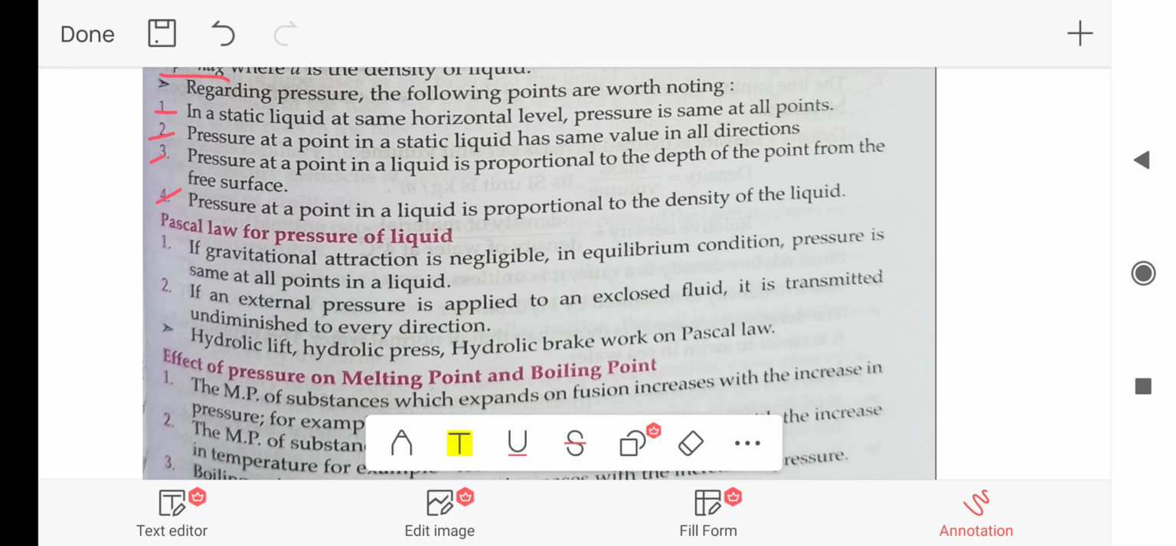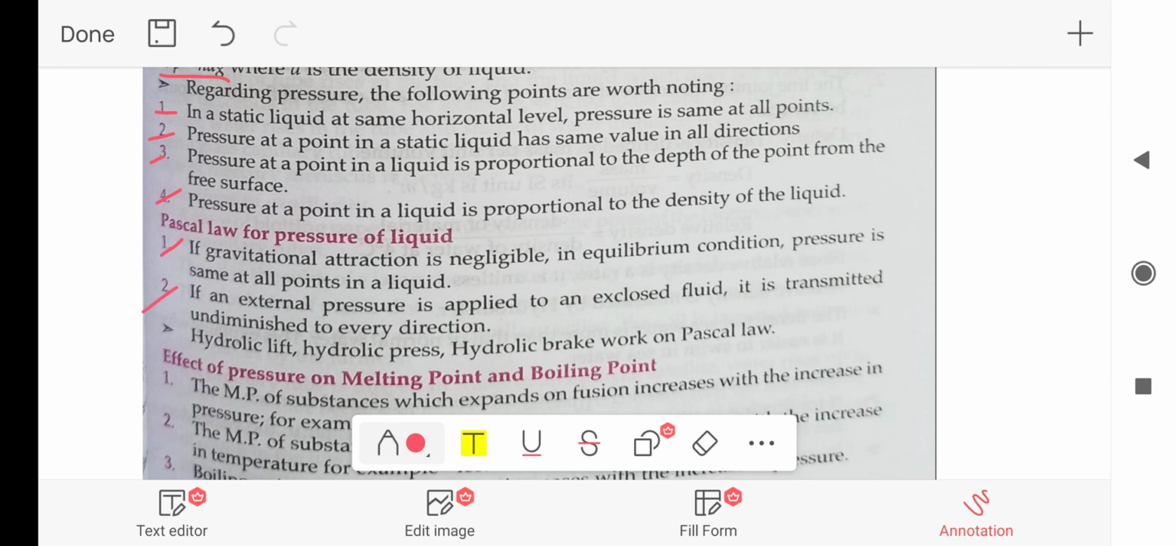Next, we will see Pascal's law for pressure of liquid. First, if gravitational attraction is negligible, in equilibrium condition, pressure is the same at all points in a liquid. So in an equilibrium condition, pressure will be the same at all points in the liquid if gravitational attraction is negligible there.